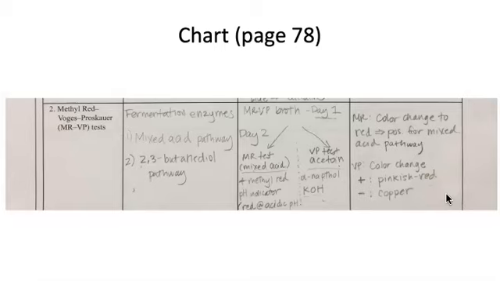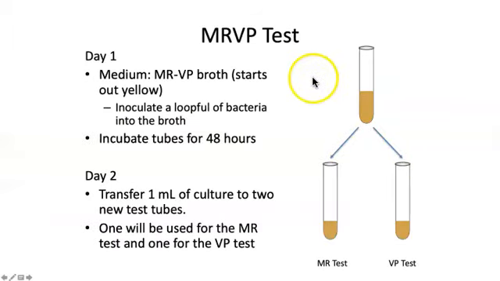If you get a positive VP test, that means that the bacteria is using the 2,3-butane-diol pathway and making that acetoin as a result. So again, just to summarize, on day 1, we start by inoculating our bacteria into this MRVP broth. And then after letting the bacteria grow, we split that broth into 2 tubes. So we take a milliliter and put it into one clean tube, and take another milliliter and add it to another clean tube. And then to each of these day 2 tubes, we would add the reagents for each test.